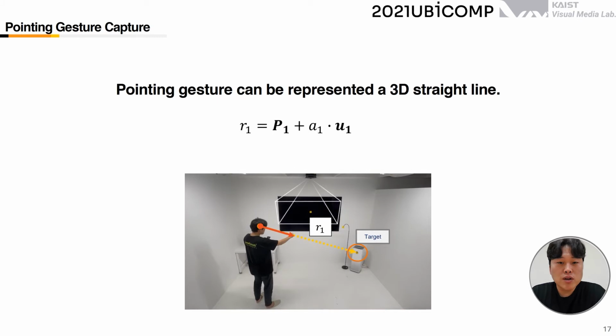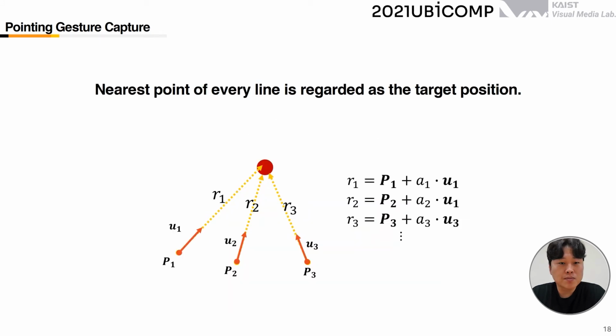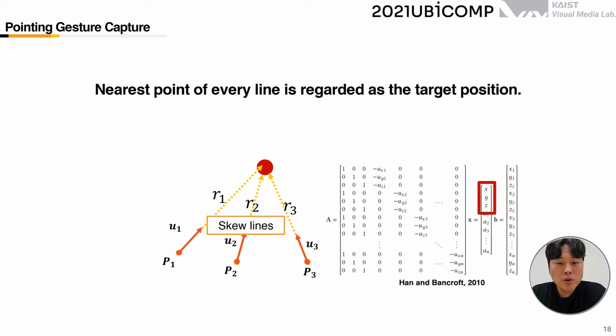A pointing gesture aimed at a target can be represented as a 3D straight line. The origin of the ray is the head position, and the direction vector is the head-hand vector of the user. When there are multiple pointing gestures, they do not intersect each other because they are skew lines. So we approximate the nearest point from all straight lines by using a least squares method. Overthere regards this point as the target position.